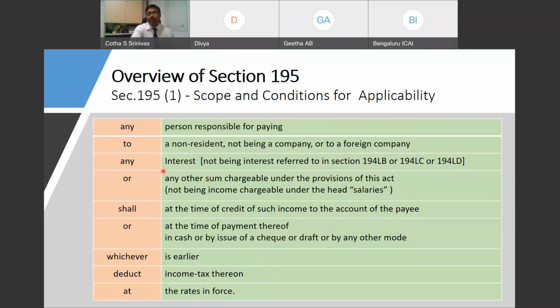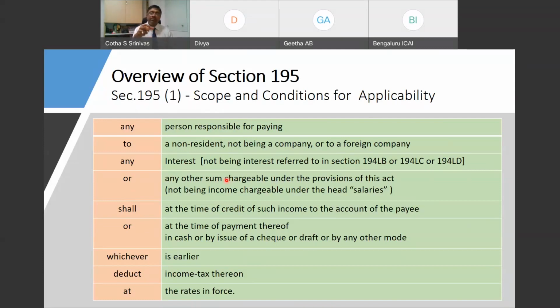And what are the types of payments? This also we have understood. Any interest payment. There are three types of interest that are specifically defined in sections 194LB, LC and LD. Excluding these, any other interest paid by a person to a non-resident is covered under this section 195(1), or any other sum chargeable under the provisions of this Act. So what is chargeable under the provisions of this Act? How will you ascertain? Again, you have to go to the charging section.